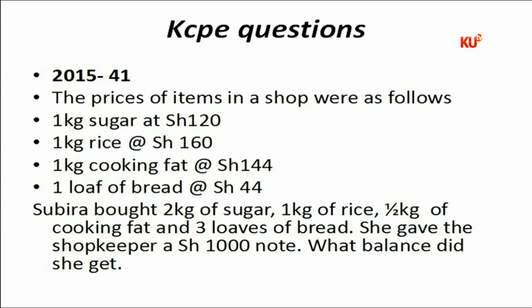The question reads: the prices of items in a shop were as follows: 1 kg of sugar at 120 shillings, 1 kg of rice at 160 shillings, 1 kg cooking fat at 144 shillings, 1 loaf of bread at 44 shillings. Subira bought 2 kgs of sugar, 1 kg of rice, a half kg of cooking fat, 3 loaves of bread. She gave the shopkeeper a 1,000 shillings note. What balance did she get?